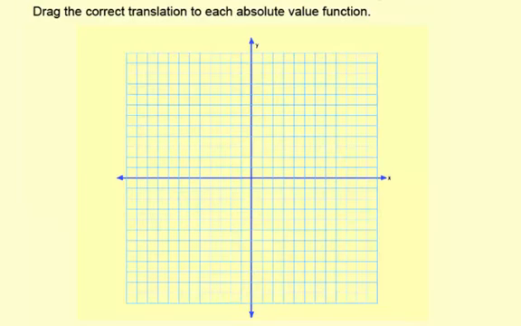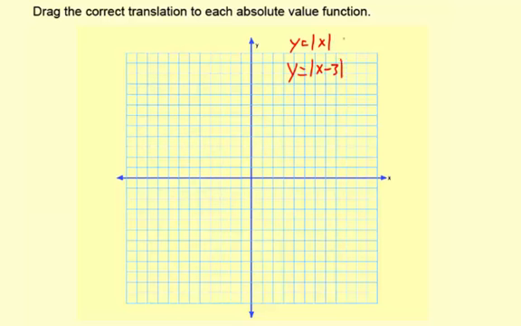Drag the correct translation to each absolute value function. Now, before looking at these specific absolute value functions, I just want to talk about translations in general. Specifically, when you have a situation like this, y equals absolute value of x, and then you have something like, say, y equals absolute value of x, and then you have a minus 3 in with the variable.